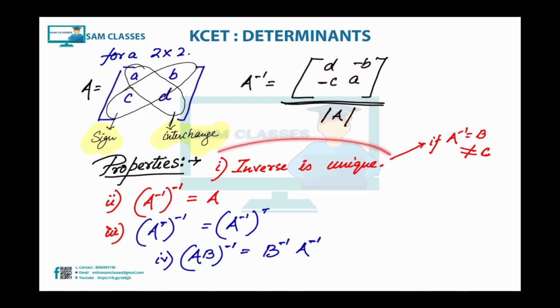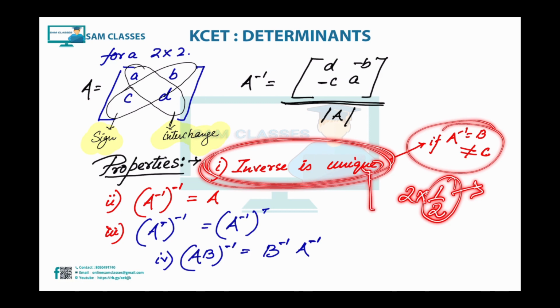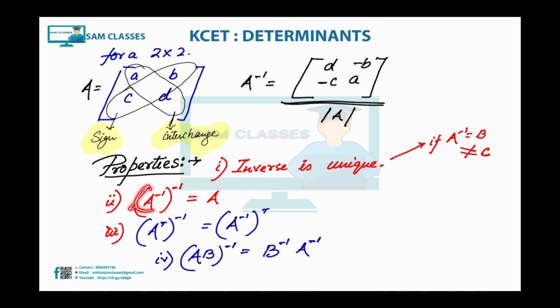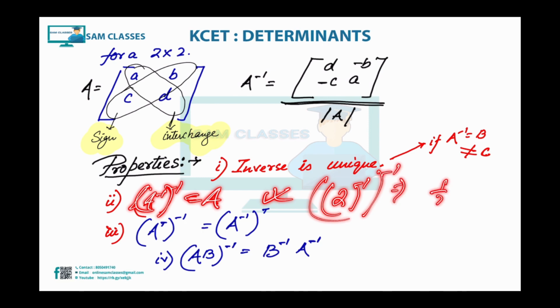Done. The inverse is always unique, students. See, if I do the reciprocal of 2, it is 1 by 2. It can't be any other number. So same thing here, inverse, if it exists, is always unique. If I take the inverse of A inverse, you'll get A only. Simple. If you do the inverse of 2 and then one more inverse: 2 inverse is half, and half inverse is 2 only, so you get back.